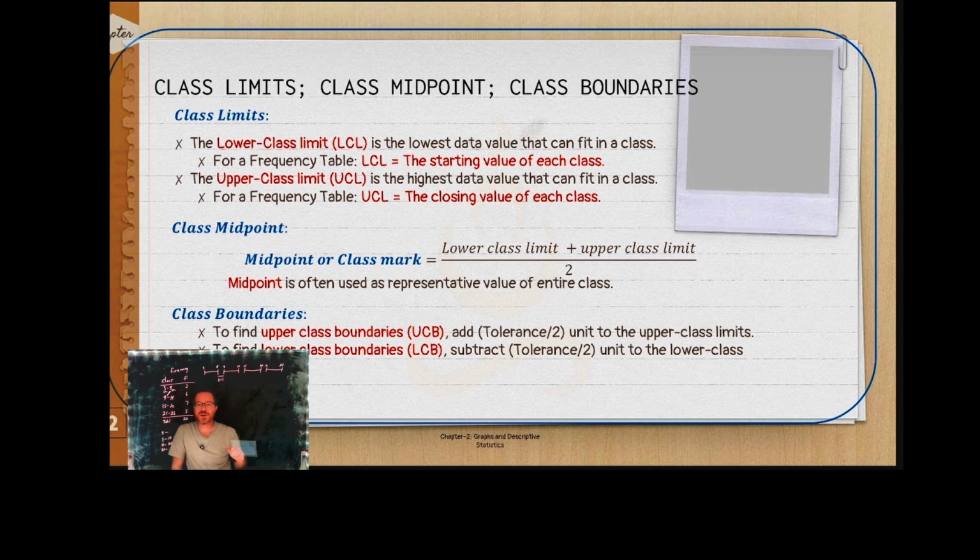Our upper class limits are the larger values of our interval. So this 8 is our upper class limit for group 1. This 14 is our upper class limit for group 2. This 20 is our upper class limit for group 3, and 26 is our upper class limit for group 4, or interval 4.